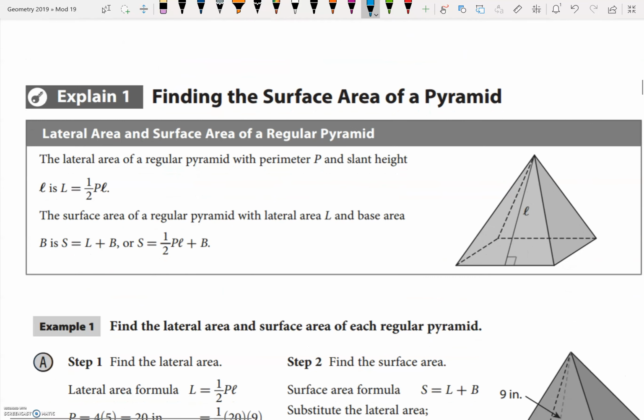So why don't you go ahead and write that down. The area of everything is 1/2 of the perimeter times the length plus the base area. Now the base area can be found all different kinds of ways. That's why they just use a capital B instead of having one specific formula there.